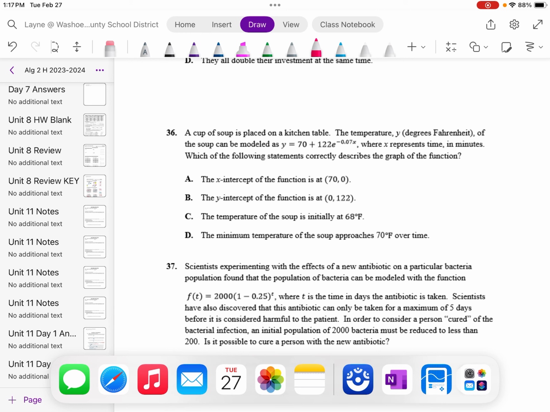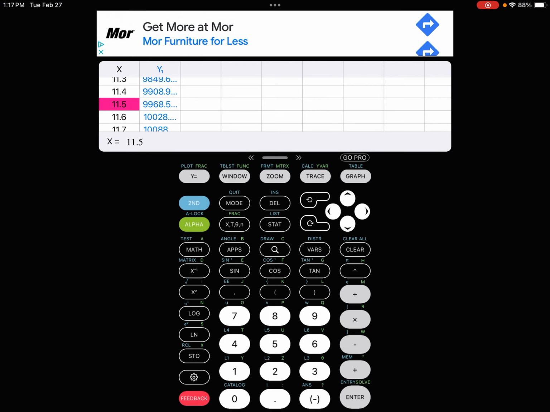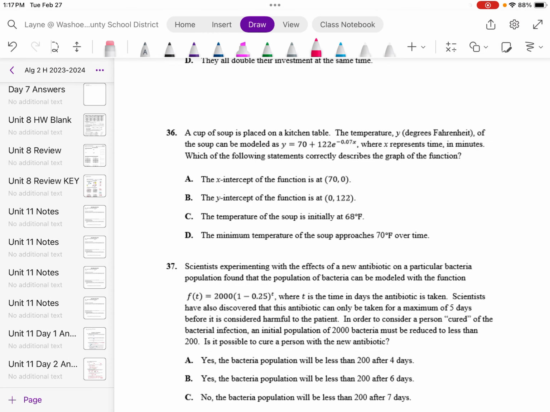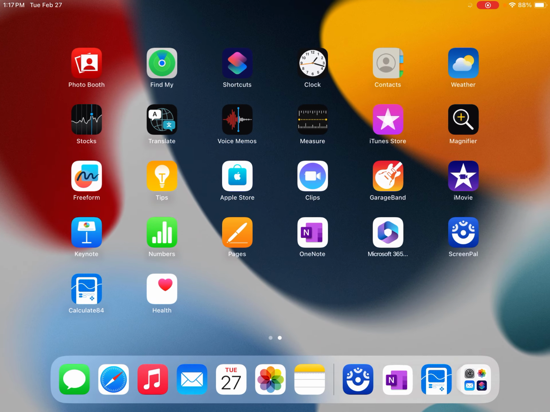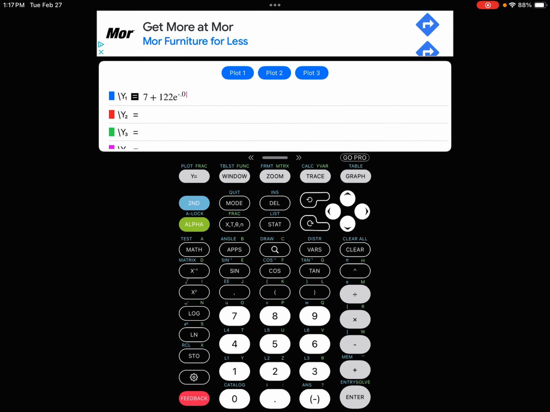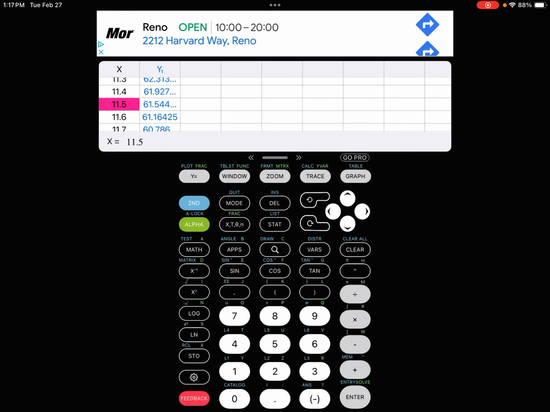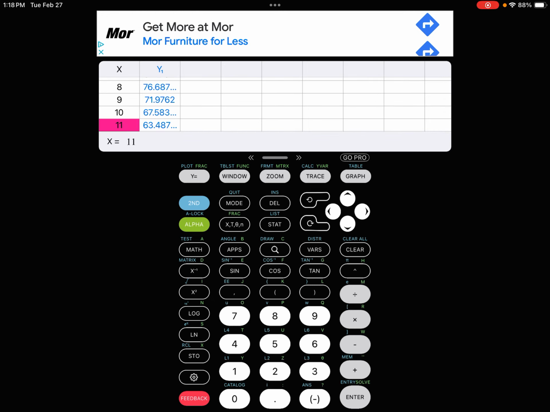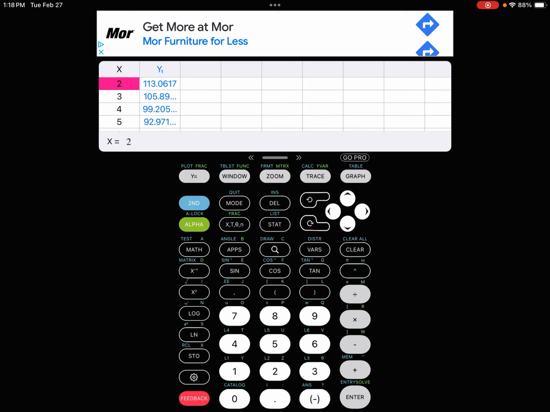So we'll do 70 plus 122E to the negative 0.07x. All right, and then we'll go into the table of points. My table is still counting by decimals, so I'm going to go on a whole number and then change that to +1, so it's counting by whole numbers. And then we'll just go in the table.